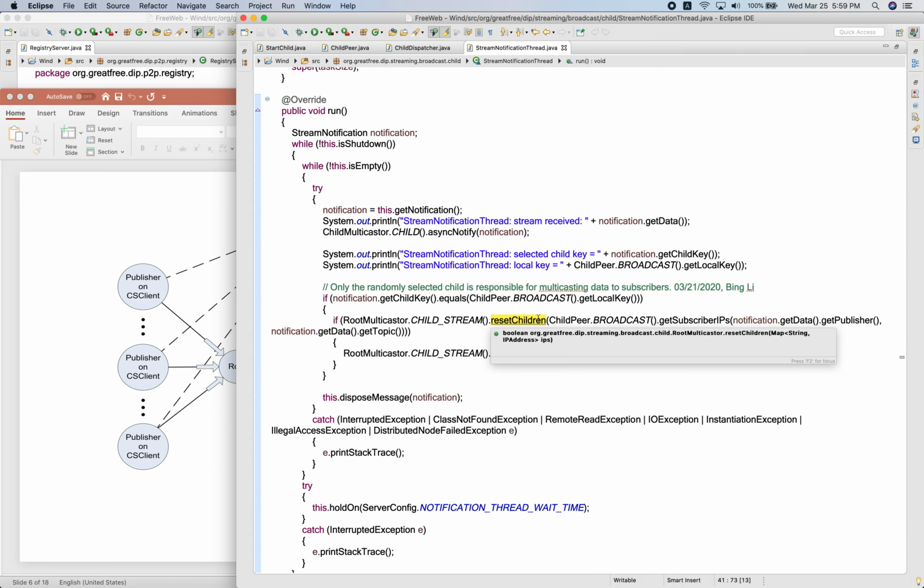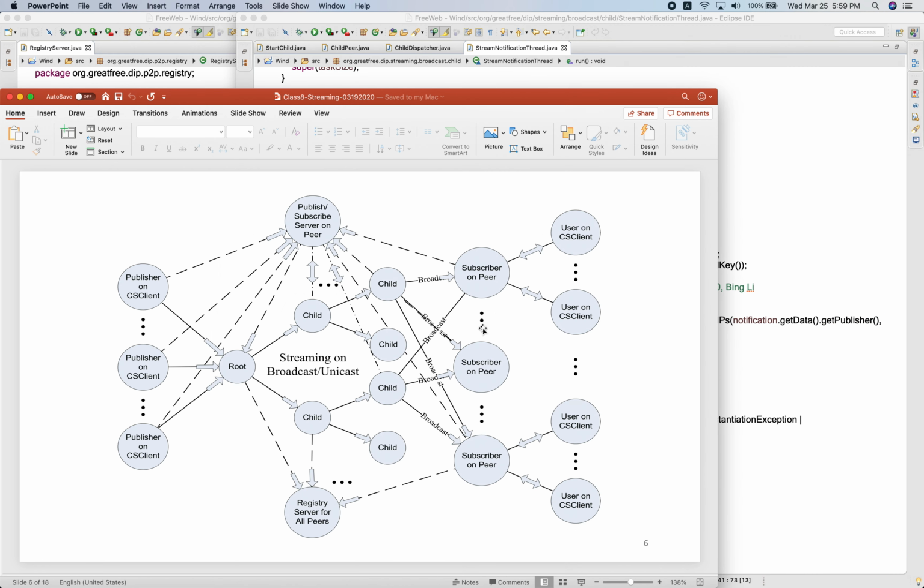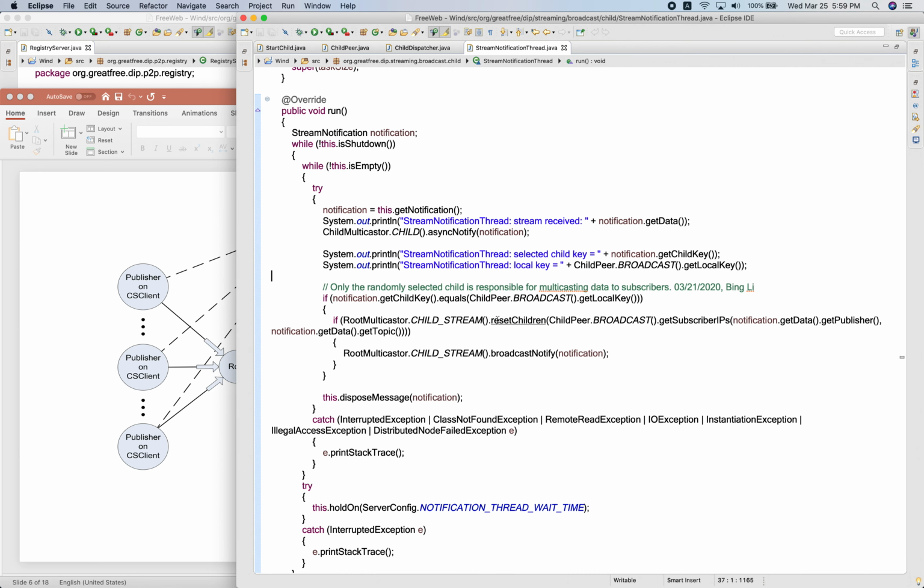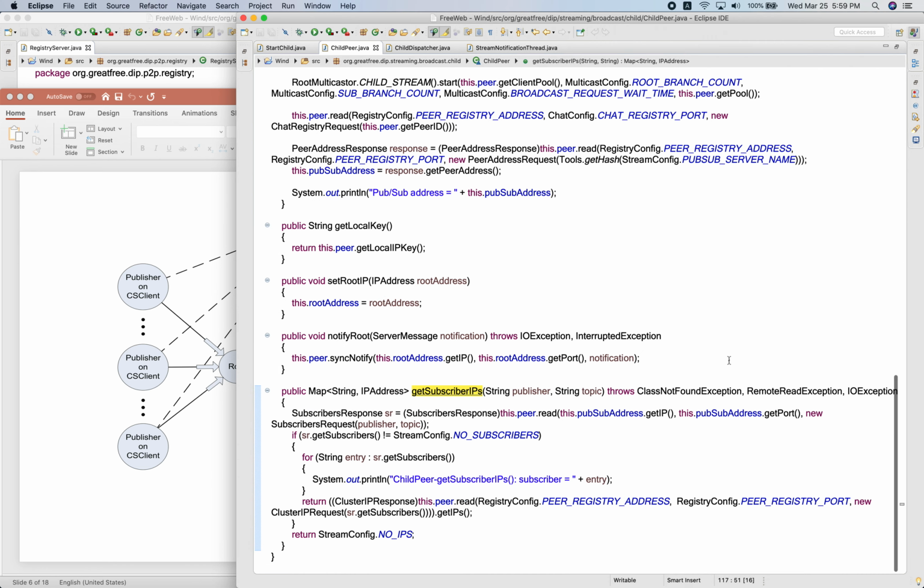However, the subscribers are the children of the local child. So I need to set the children. How to do that? First, you need to access the pub server, right? This IP address. How to get this IP address?